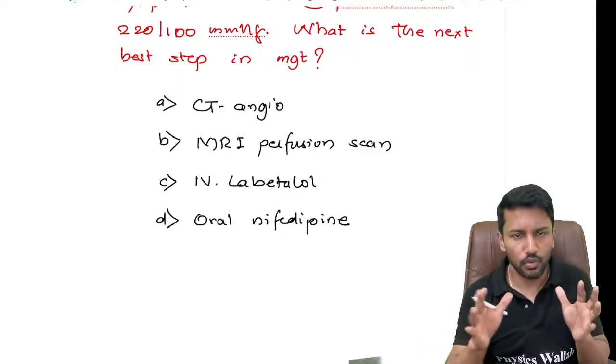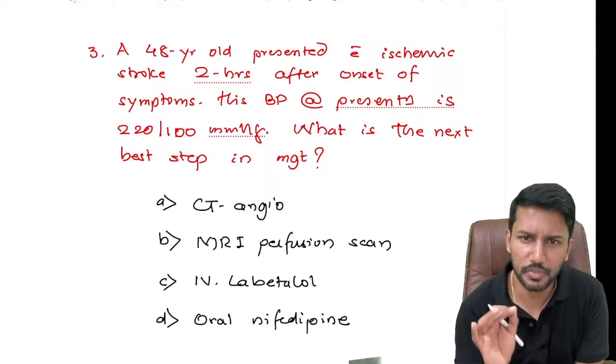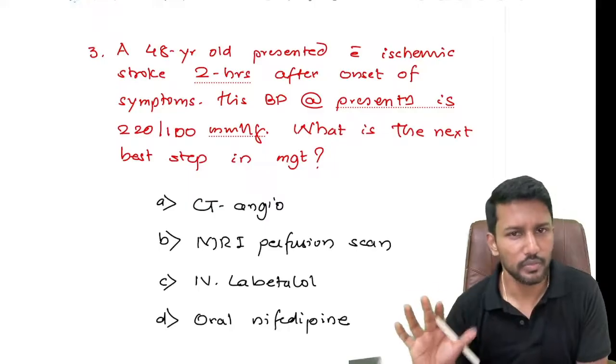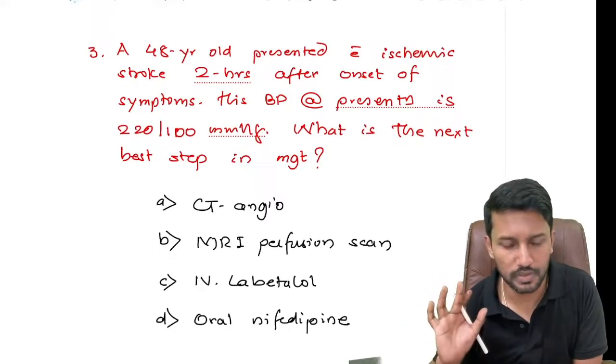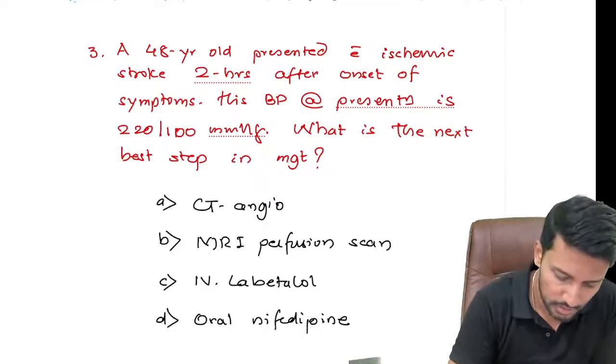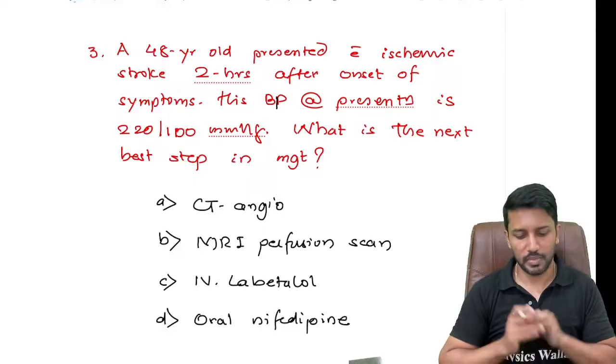We have a simple flow, right? 48-year-old presented with ischemic stroke, meaning non-contrast CT shows no bleed. He has presented 2 hours after the onset of symptoms. His BP at presentation is 220 by 110. What is the next best step in the management?